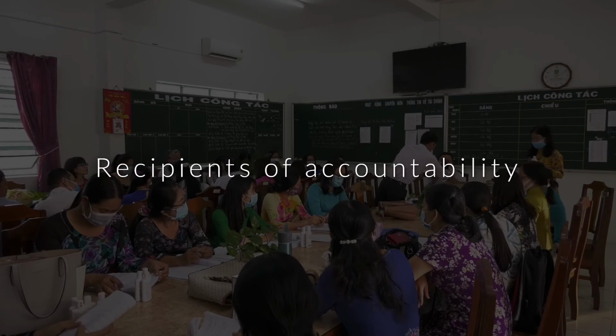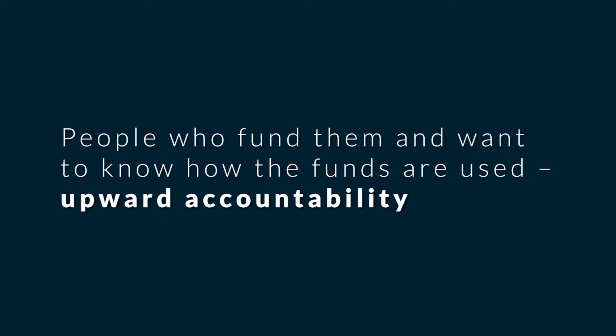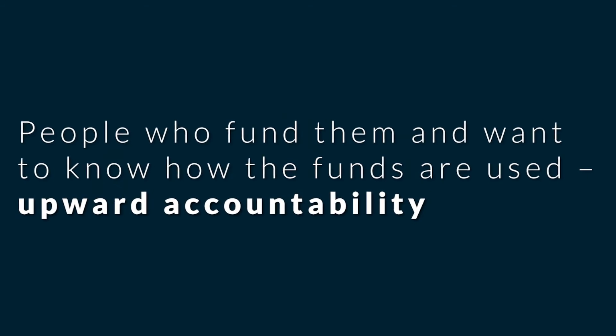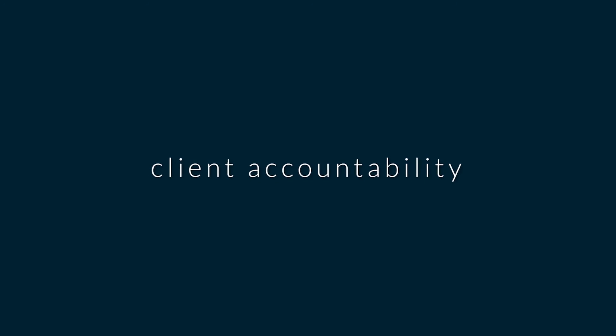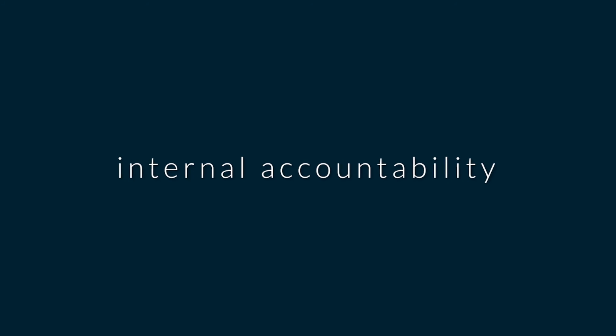So who are the people who are really keen on this accountability? Who are the recipients for accountability? There are a number of parties who might demand accountability from the third sector, from these not-for-profit organizations. First, you're talking about people who fund them, so in this case there is upward accountability. Then there are people who receive the services provided by these organizations, and in this case you're talking about client accountability. And then we have people who work within those organizations who also want accountability, so in this case you're talking about internal accountability.